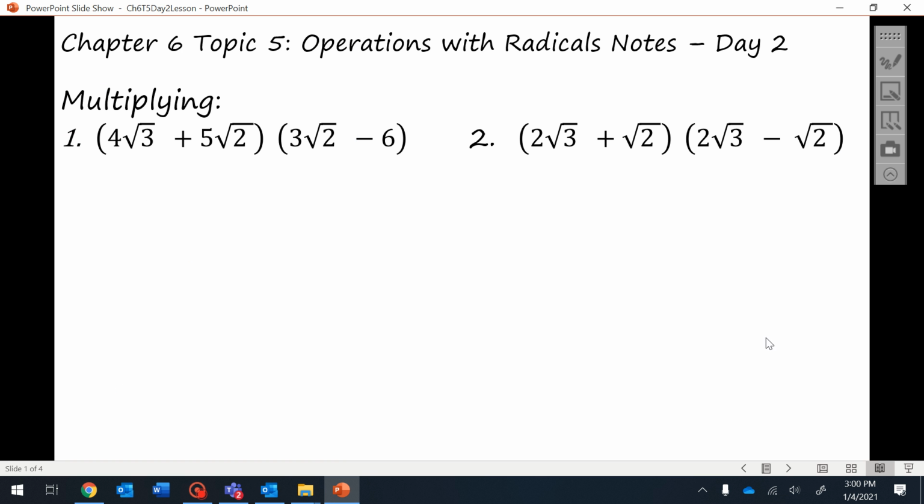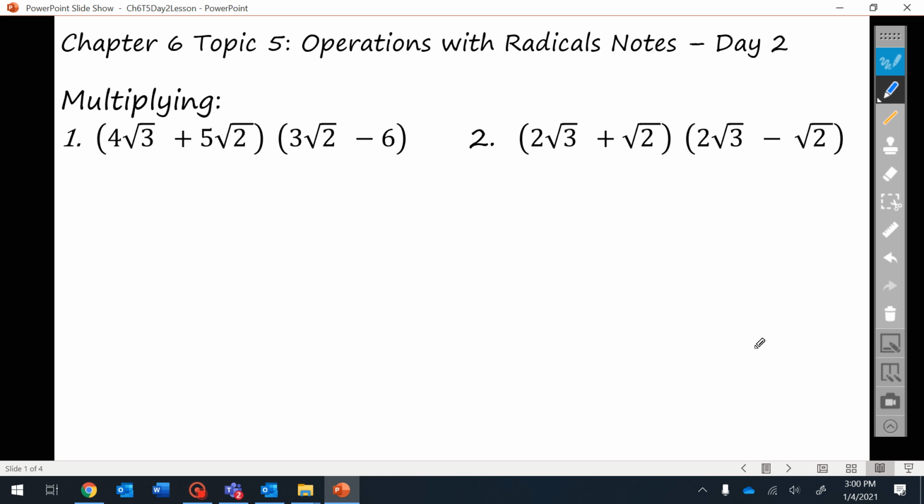Okay, so today we're looking at day 2 from yesterday's topic 5, operations with radicals. We're going to be looking at multiplication and division. We looked at multiplication before, now we're going to be looking at multiplication when there are binomials involved. So (4 root 3 plus 5 root 2) times (3 root 2 minus 6). We just use the distributive property, the same thing we do whenever any binomials are involved.